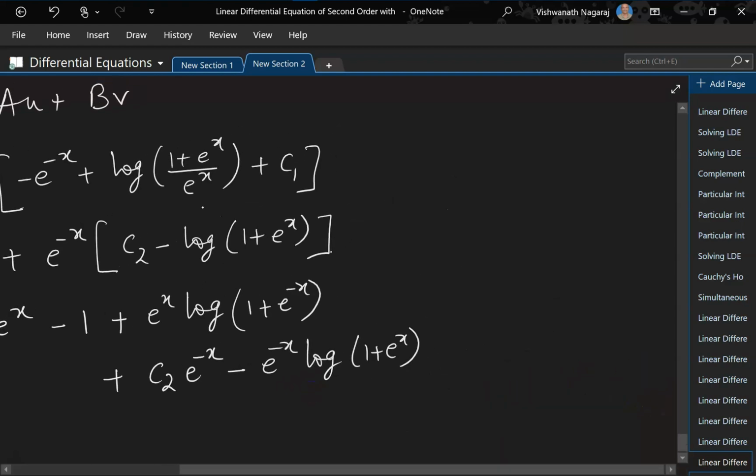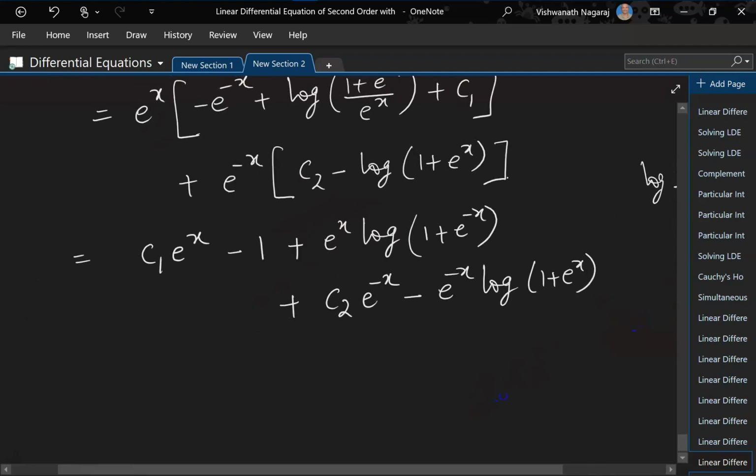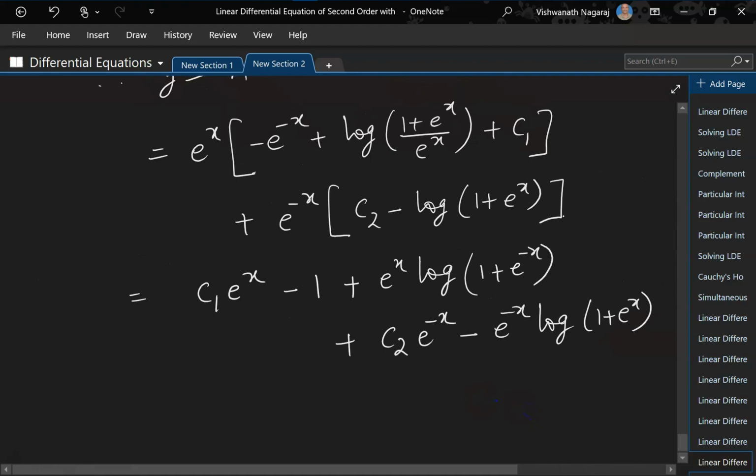Okay, let me just very briefly do this. 1 plus e to the power of x by e to the power of x log, right? So here log of this can be written as 1 by e to the power of x plus 1. Yes. Now this can be written as e to the power of minus x. Only thing is while writing, I've changed the order. Okay, so we have this, and this is the complete solution.